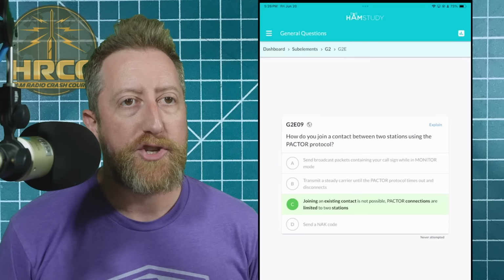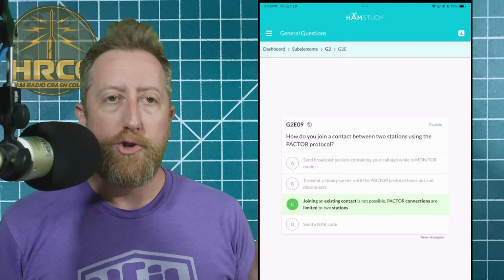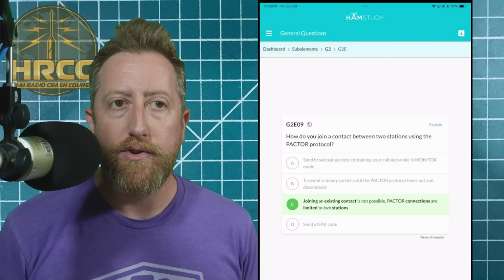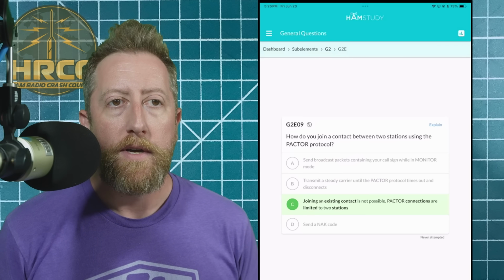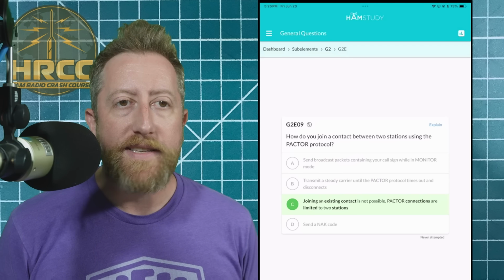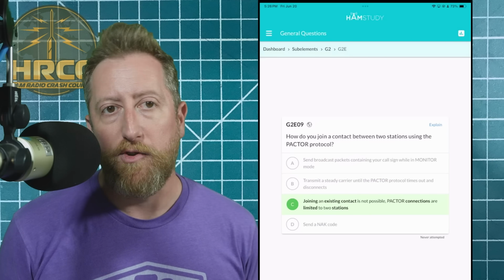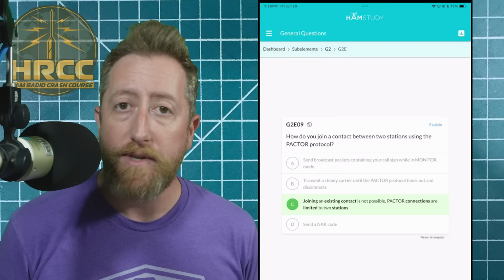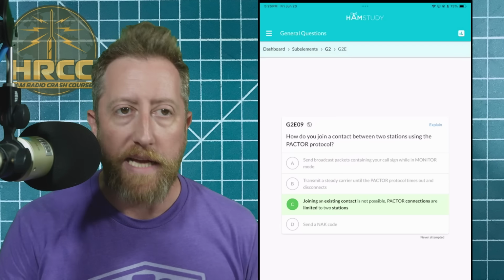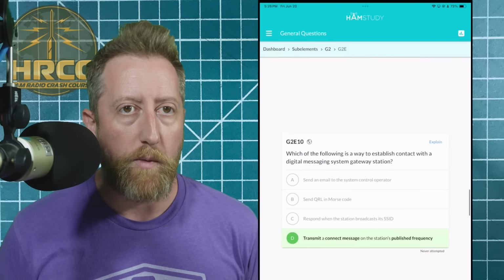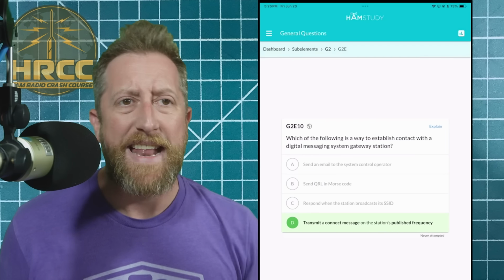There you go. Question 9. How do you join a contact between two stations using the PACTOR protocol? And the answer is C. Joining the existing contact is not possible. PACTOR connections are limited to two stations. That's right. They're just point to point, and they actually do little keep alive messages and whatnot while they're talking. So they can't add a third party.